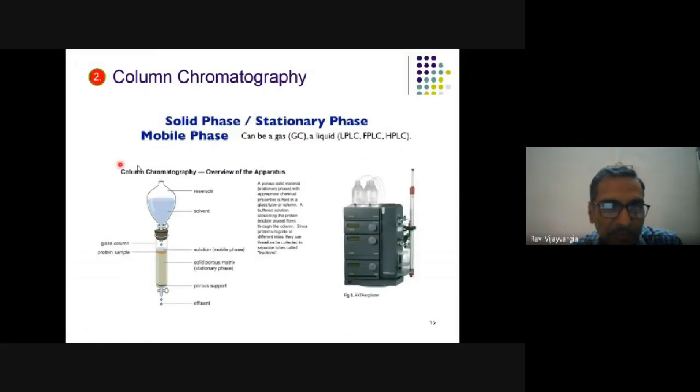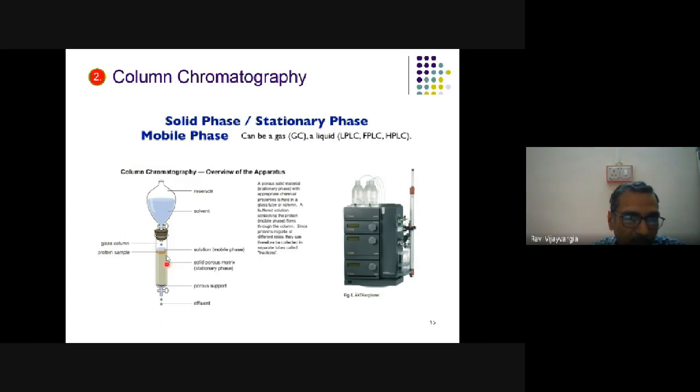This is a manual way, or you can use a machine. This is an ACTA FPLC machine, so you can use a machine also. So manually, whenever you are using it, it is cheaper, but you have to put in much more effort, because you have to do everything: collect fractions, load samples, keep adding buffer, all this manually you have to do.